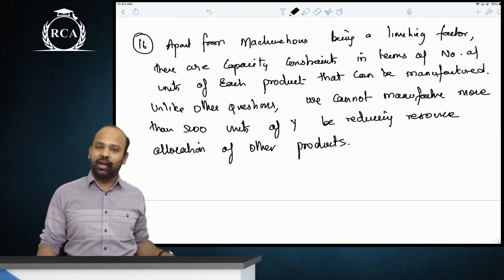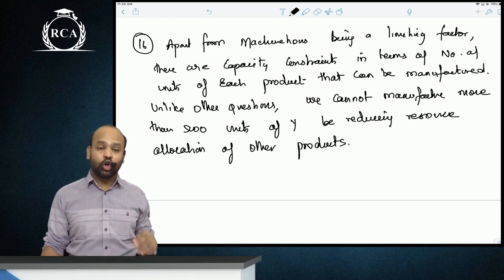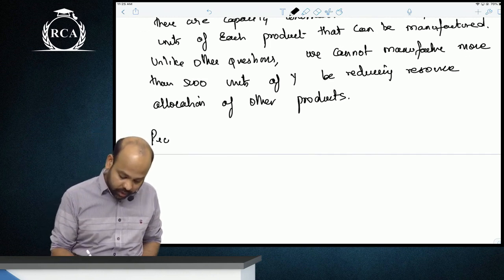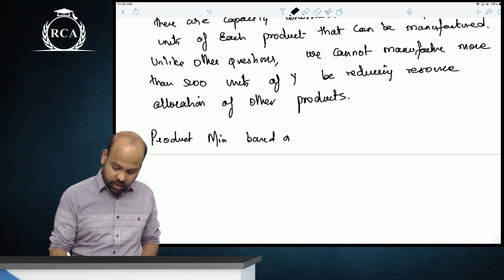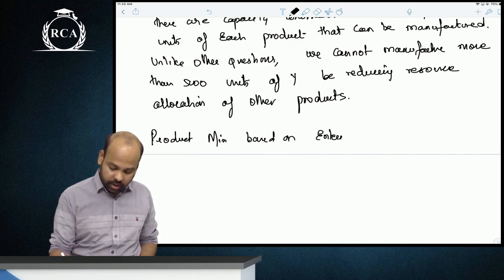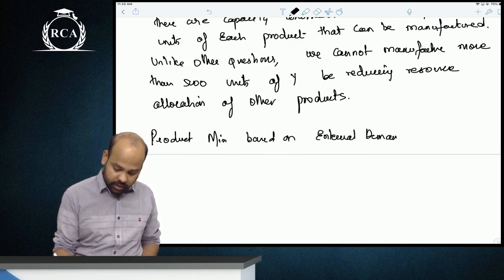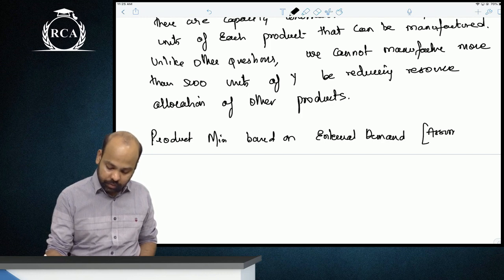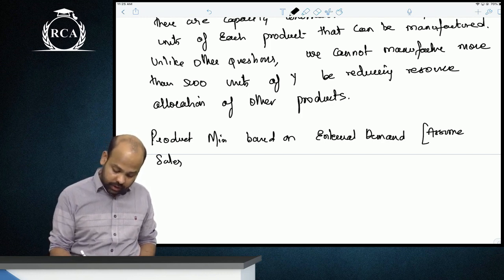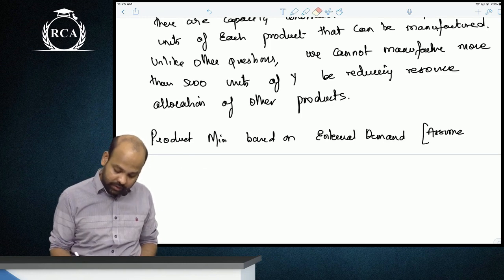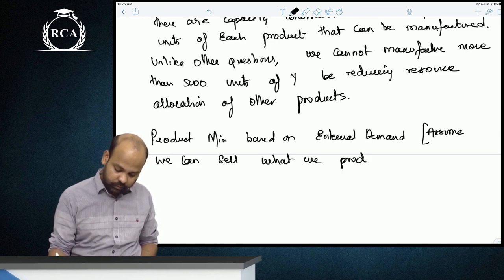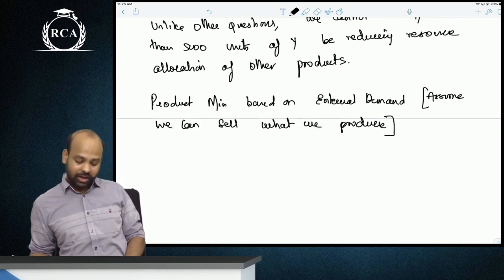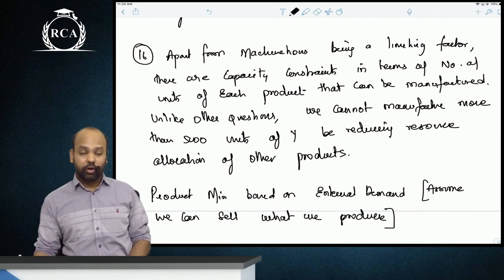Now guys, before we proceed with the question, obviously you'll have to compute contribution. We'll first decide what the product mix is, based on external demand. Assume sales will be equal to capacity. Assume we can sell what we produce. So we'll calculate the product mix ignoring internal transfers. I hope you've all written this paragraph, guys.